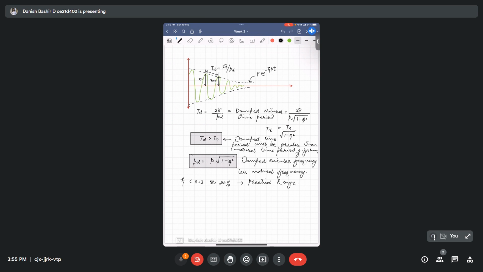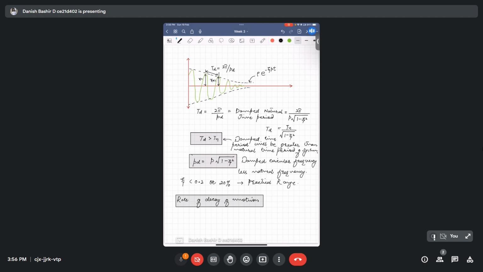Now we have to see the decay of the motion, or the rate at which the motion decays in the damped free vibration system. We found the rate of decay of motion.